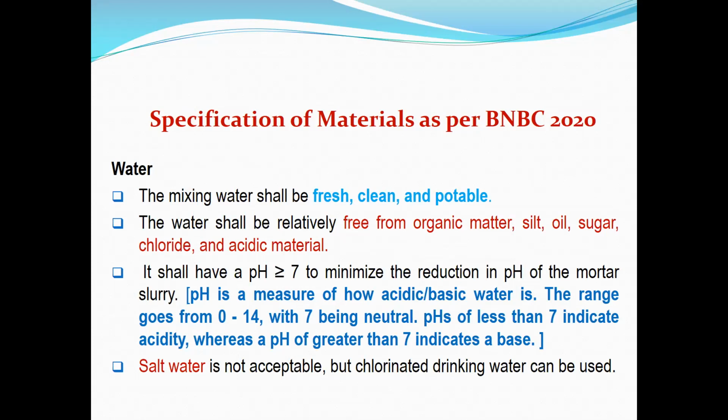The mixing water shall be fresh, clean, and potable. Okay, you understand? Then water should be free from organic matter, silt, oil, sugar, chloride, and acidic material. And water should have a certain pH level. What is pH? pH is a measure of how acidic or basic water is. The pH range varies from 0 to 14, but 7 is neutral, and pH less than 7 means acidic, and pH over 7 means it's alkaline or base. So it should have a pH value greater than 7, so that the water is not acidic in nature.